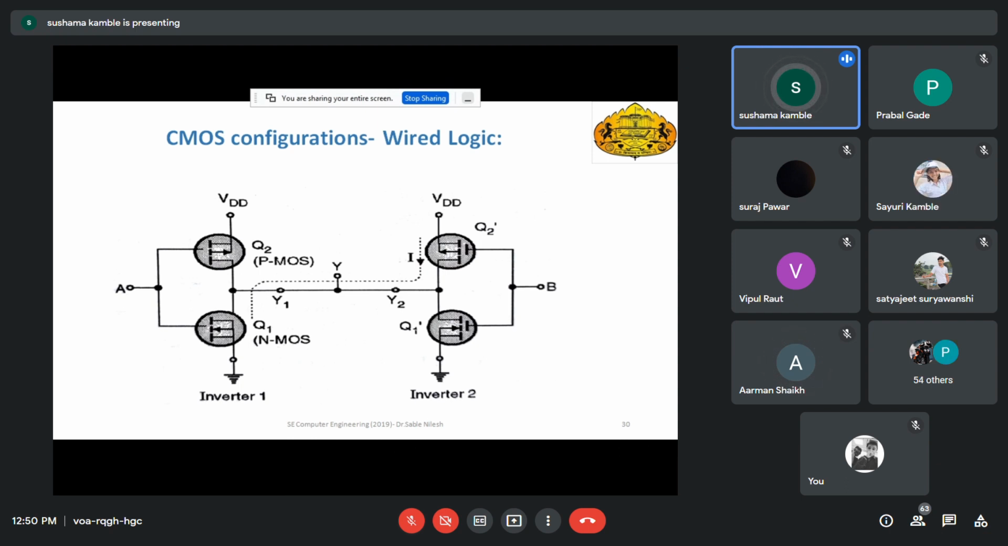Take the first condition, when A is equal to 1 and B is equal to 0. What will happen? High output. How will you get the high output? I am saying A is equal to 1 and B is equal to 0. Which MOSFETs are going to be on? Q2 and Q1 dash, correct. So what should be the logic? This is connected to the ground and this is connected to the VDD. How can you say that it will be high?